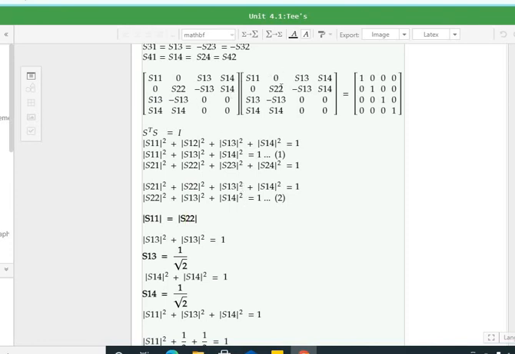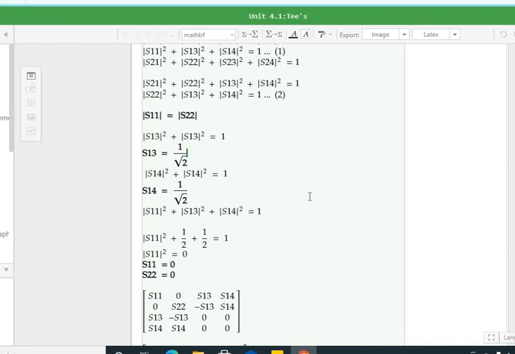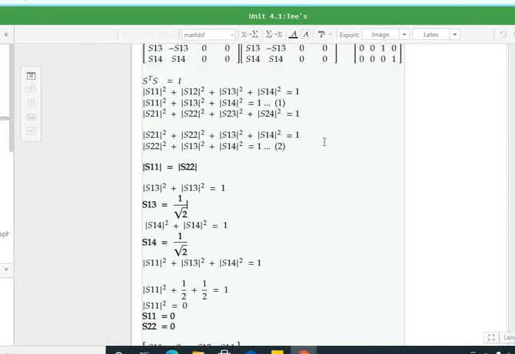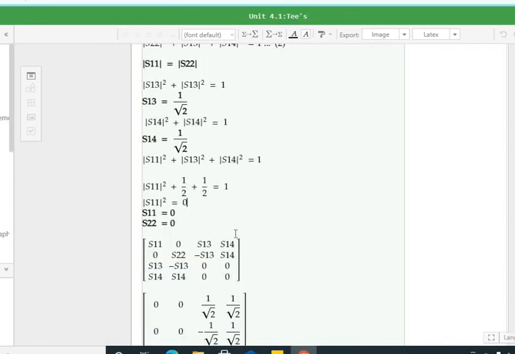The product of the third row into the third column is equal to 1. So S13 square plus S13 square equals 1. So S13 equals 1 by root 2. Similarly, the product of the fourth row into the fourth column equals 1. So S14 equals 1 by root 2. Substituting these values back into equation 1, we see that S11 is equal to 0 and S22 equal to 0.